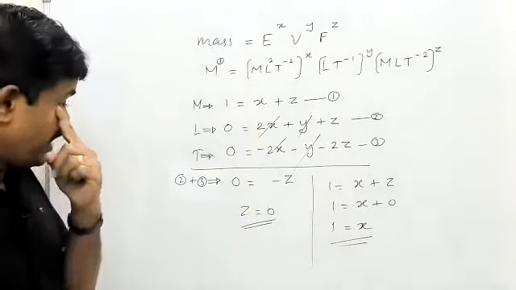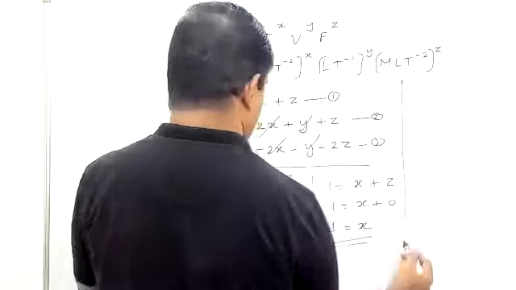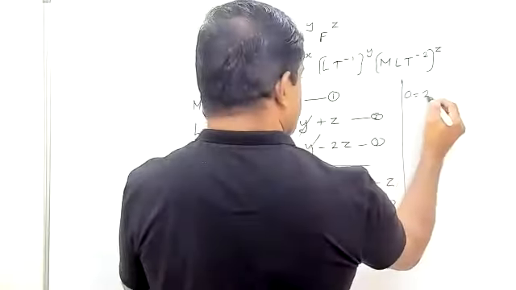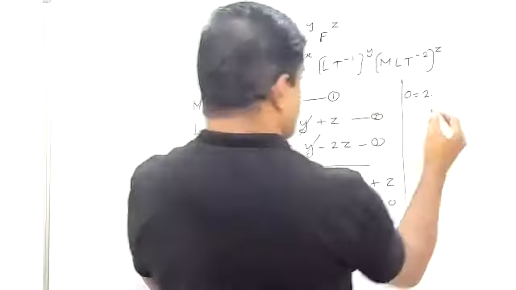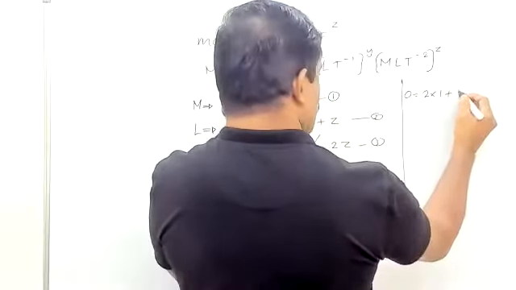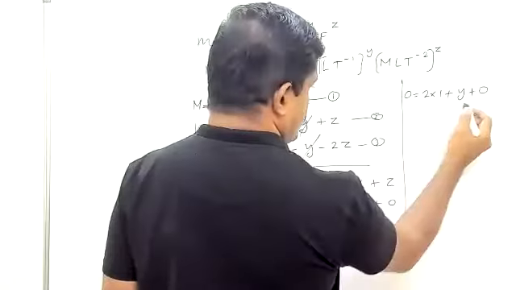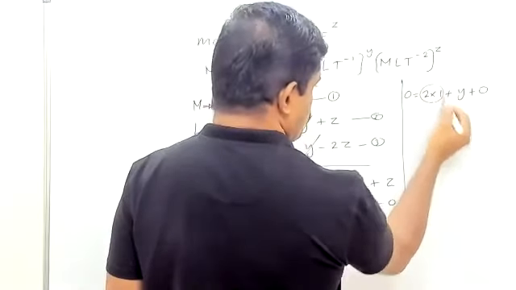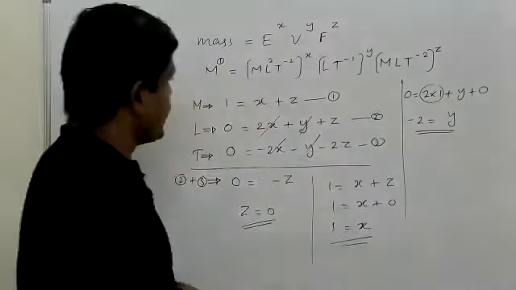Then let us move to find y. How do you get y? I can put in either of these equations. I'm going to put it over here. 0 is equal to 2 into x, x is 1. 2 into 1 plus y plus z is 0. So 2 into 1 is 2, that is taken to left side. Minus 2 is equal to y. So I got x, I got y, I got z.